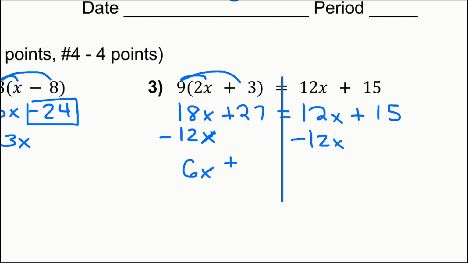plus 27 equals 15. And I'm going to subtract the 27 on both sides.